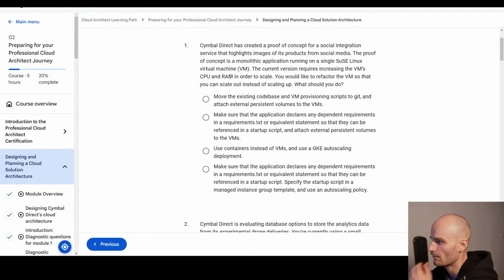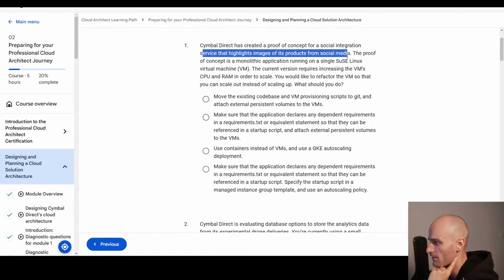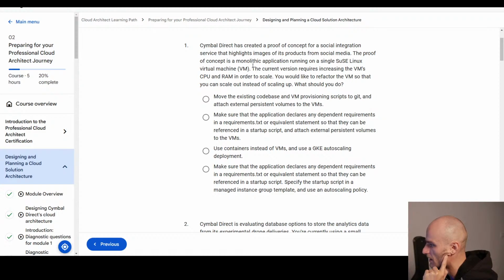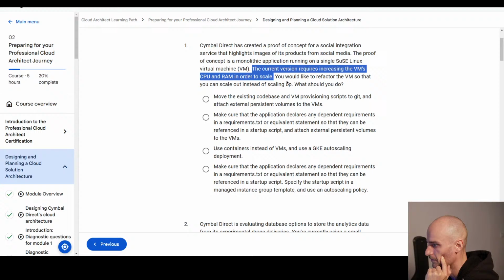So Symbol Direct has created a proof of concept for a social integration service that highlights images of its product from social media. The proof of concept is a monolithic application running on a single SUSE Linux virtual machine. The current version requires increasing the VM, CPU, and RAM in order to scale. You would like to refactor the VM so that you can scale out instead of scaling up. What should we do?